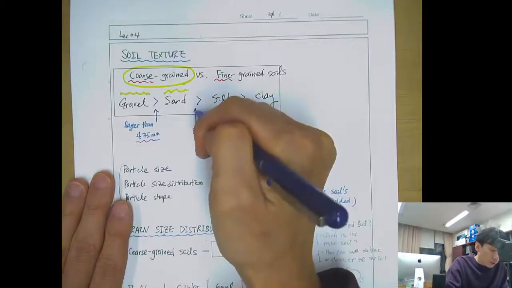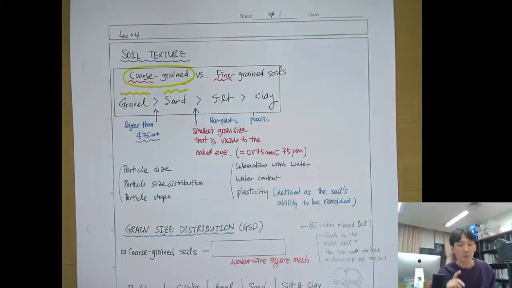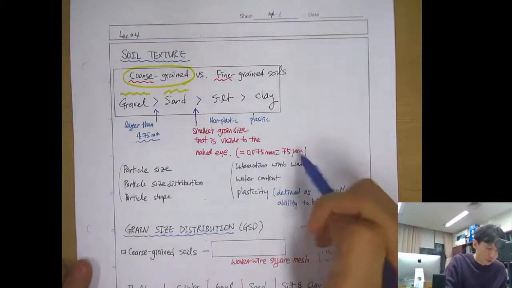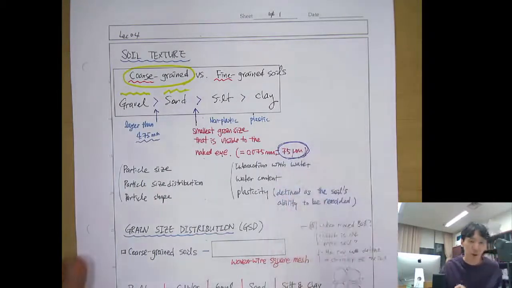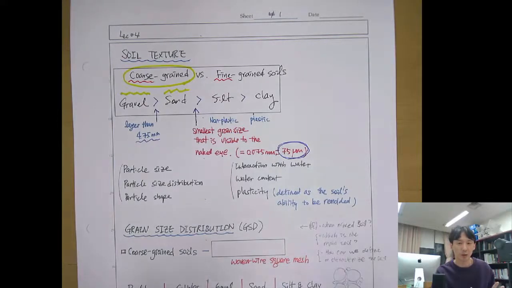Then, what about between the sand and silt? In geotechnical engineering, we typically say that the smallest grain size that's visible to the naked eye is 75 micrometer. So if the particle is greater than 75 micrometer and less than 4.75 millimeter, then it's called sand. If the soil is less than 75 micrometer diameter, then it's called the fine grain soil. And in lecture 5, we're going to talk about the fine grain soil later. So it's good to remember the 75 micrometer is a threshold particle size that differentiates the coarse grain soil and the fine grain soil.